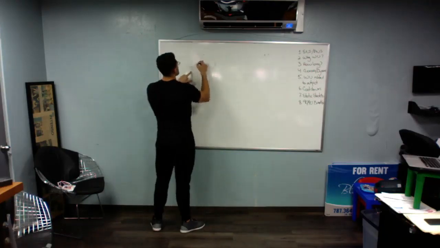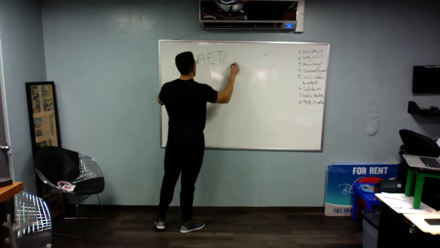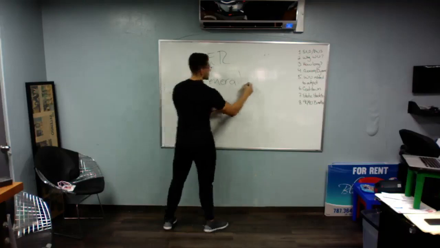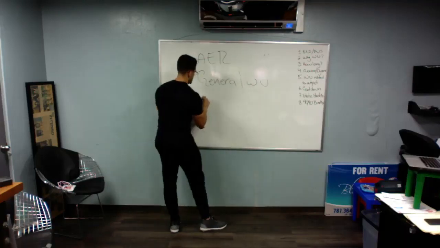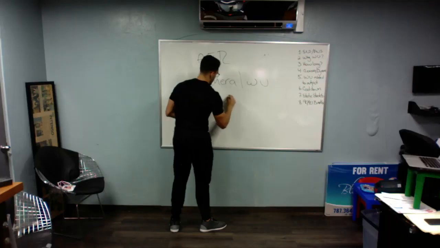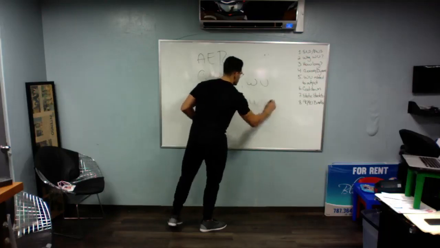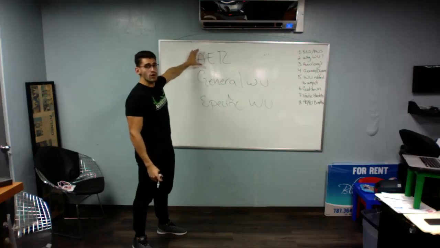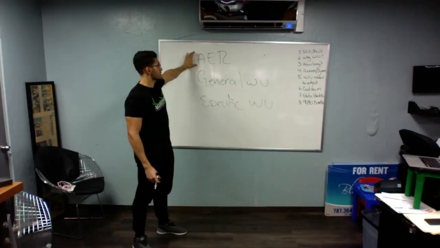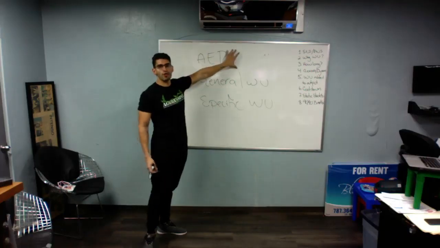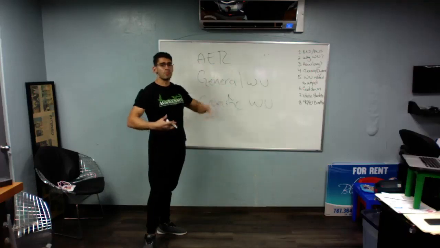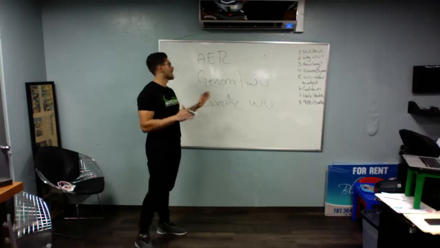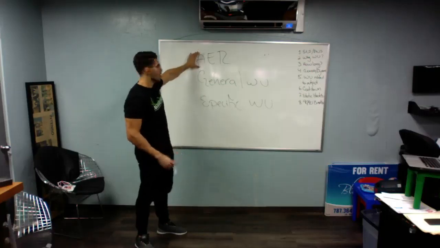All right, so let's go: aerobic, general warm-up, and specific. This is what it's supposed to look like. So you get aerobic, which just means blood flow and movement, just warming up your body. Just as simple as that. You don't need to complicate it. This is just blood flow and warming up the body.